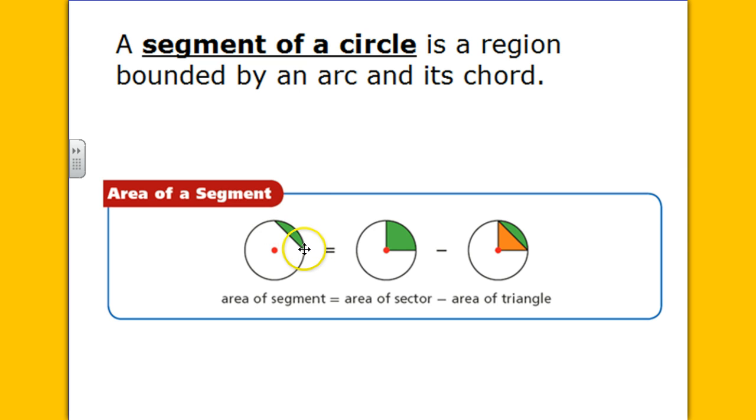So here we have area of a segment. Notice it's not a complete sector. So it would be the area of a sector and then subtract the area of the triangle, and you have that little beautiful piece of a circle area known as the area of a segment.